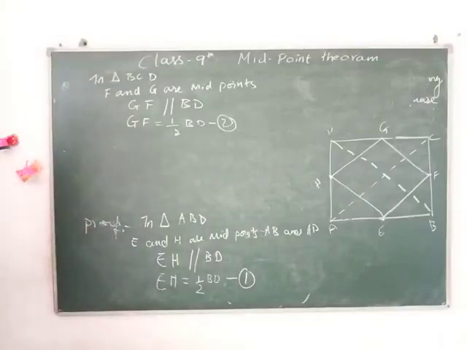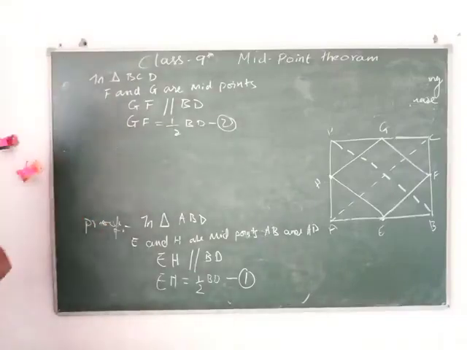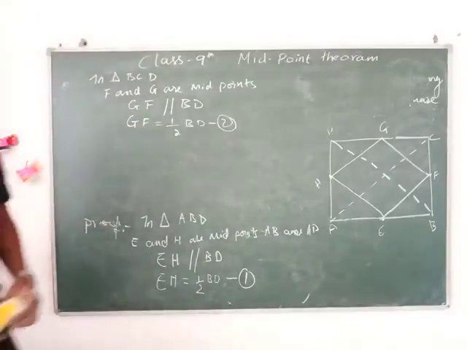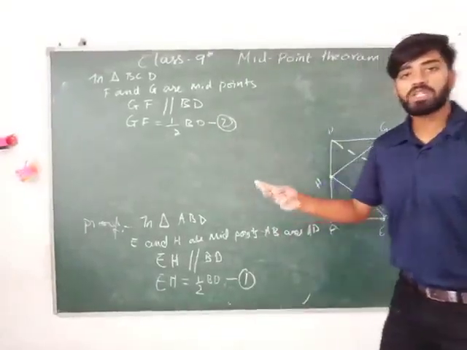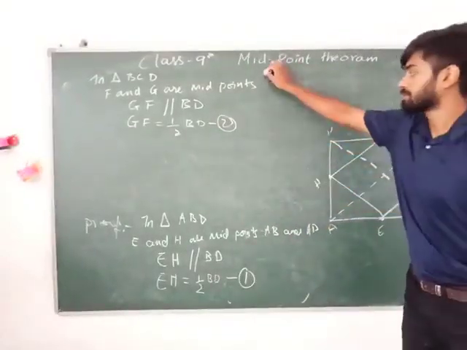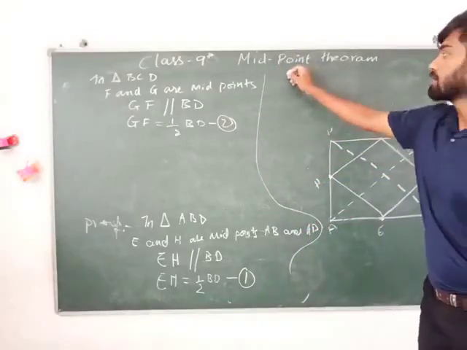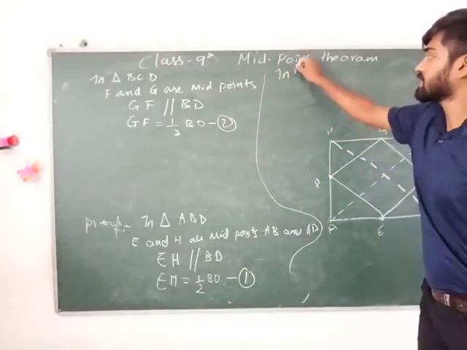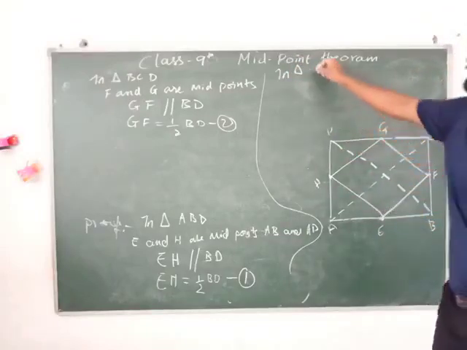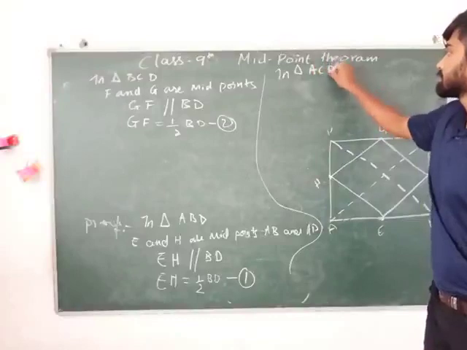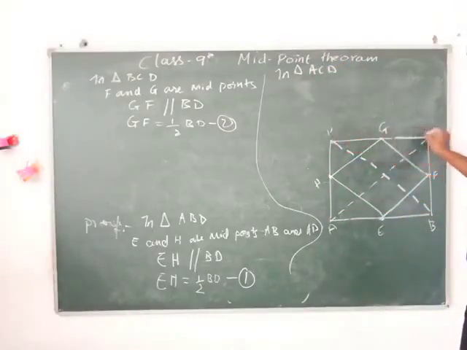Now let's have a look at a different triangle. So how many equations have I got till now? I got 2 equations. I'm getting the third equation over here. I'll see in triangle ACD. This triangle I am talking about.